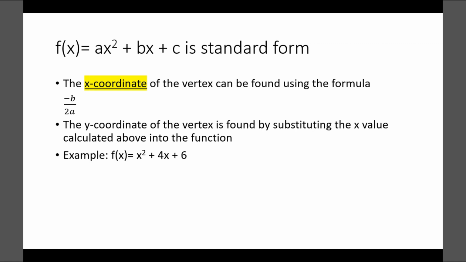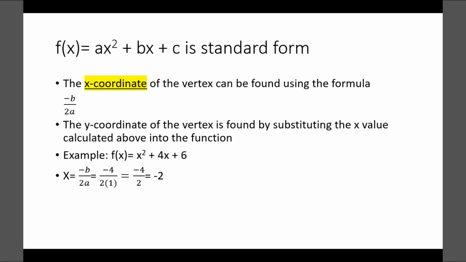So for example, if I have the function x squared plus 4x plus 6, my a is 1, my b is 4, and my c is 6. So the two values I need are the 4 and the 1. So if I take the opposite of 4, that gives me negative 4, and I multiply 2 times 1, giving me a value of negative 2. So our x value of the vertex is negative 2.